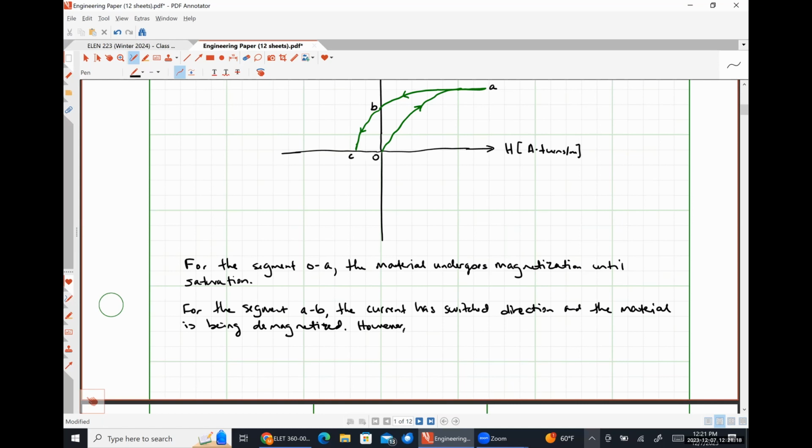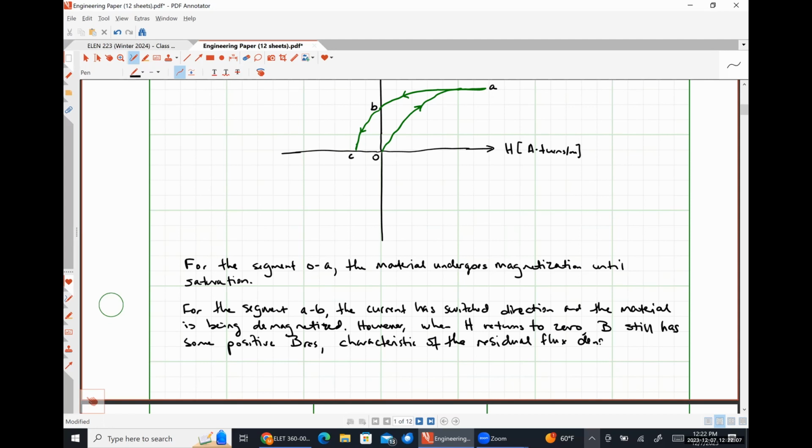However, when H returns to zero, B still has some positive value, which we're going to call B res, for B residual, which is characteristic of the residual flux density in the material.